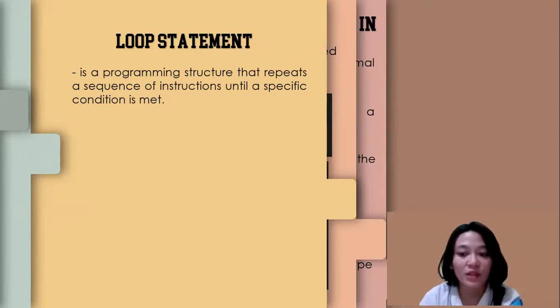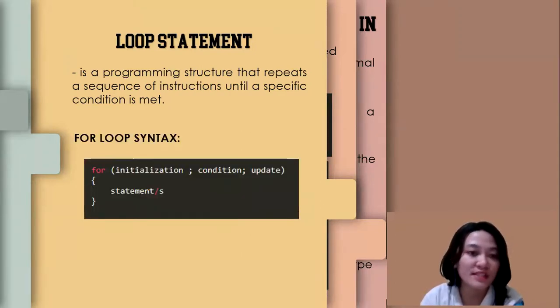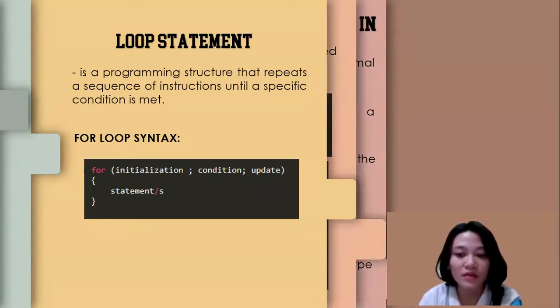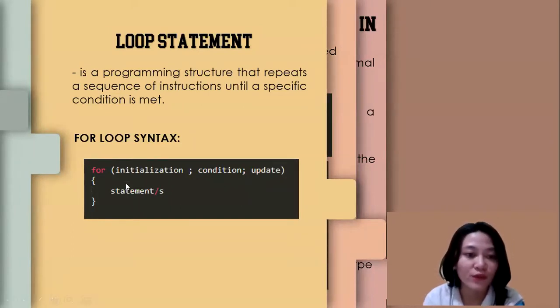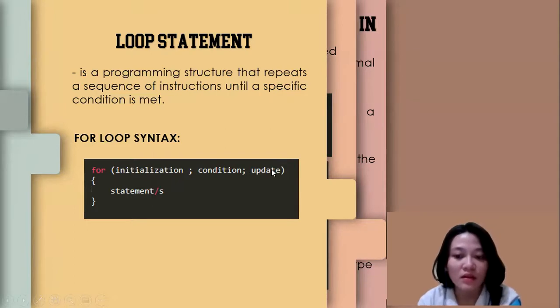So we have different loops. The first one is the for loop. So here is the syntax. So the word for, the initialization, condition, and the update. The update is the incrementation and decrementation of the initialized value.